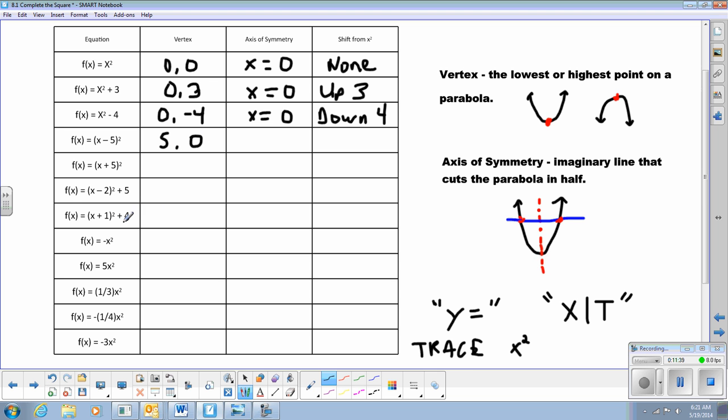5, comma 0. What is my axis of symmetry? My axis of symmetry is where x equals 5. If you drew an imaginary line up and down on that second parabola, it would be where x equals 5. Notice 5 matches the first part of the coordinate of the vertex. Up here it was always 0 and matched 0 and 0 and 0. Well, now your axis of symmetry is always the x part of the coordinate of your vertex. Our shift here was then right 5.